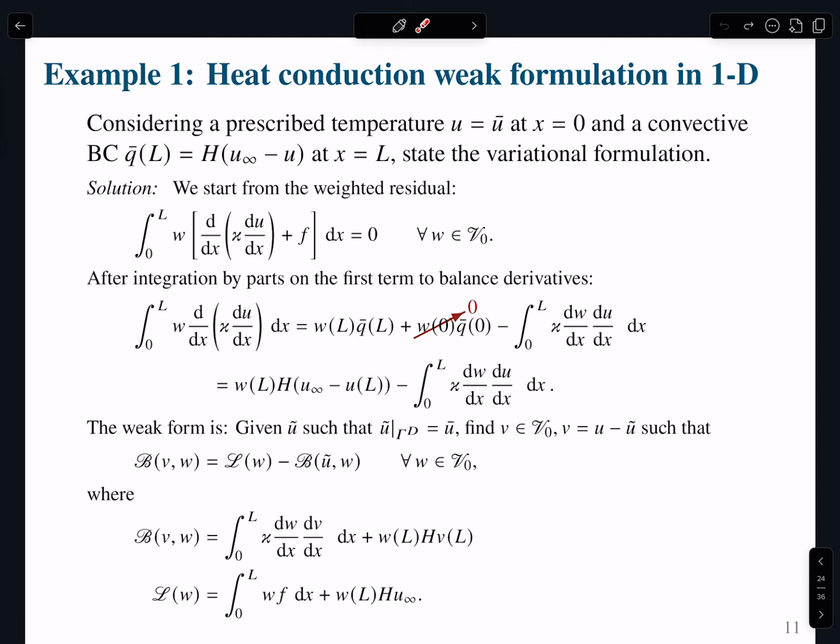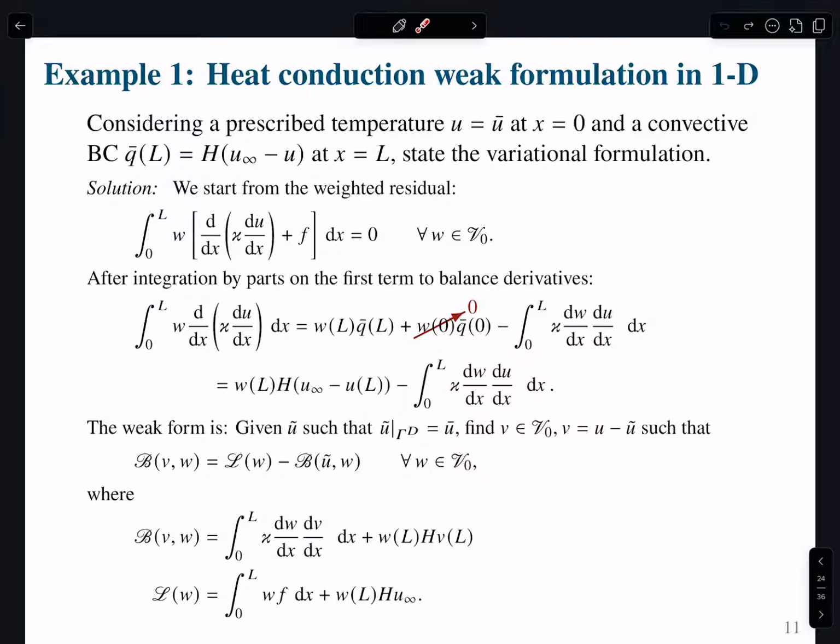And so I restate the problem, where I now say that I have to find my V in this V naught. V, again, is going to be equal to u minus u tilde, such that my bilinear form is equal to the linear form minus this term here. Again, it shows up in my right-hand side because the known displacement, in this case temperature, is going to change my right-hand side, right? And then that has to be satisfied for all test functions in V naught.